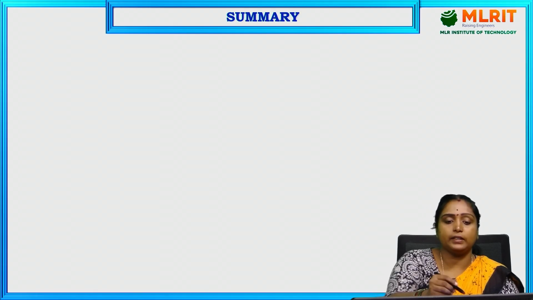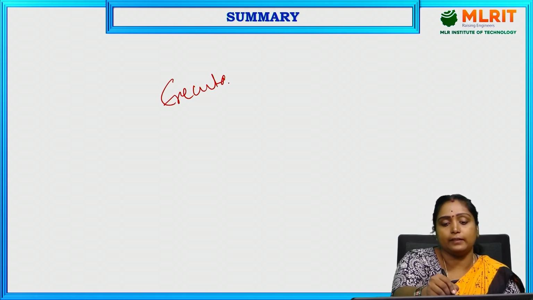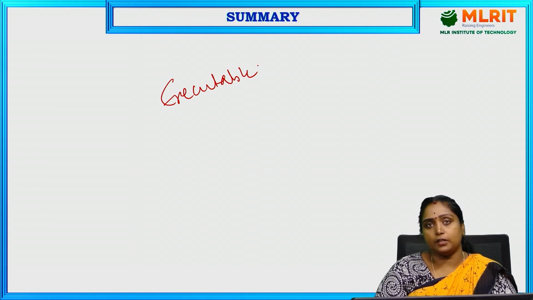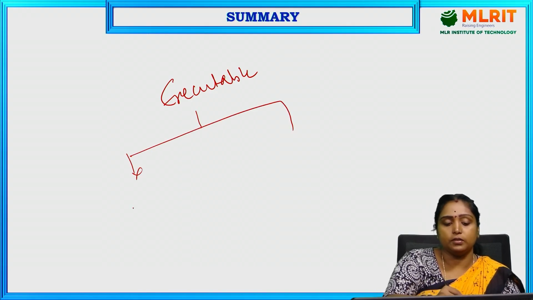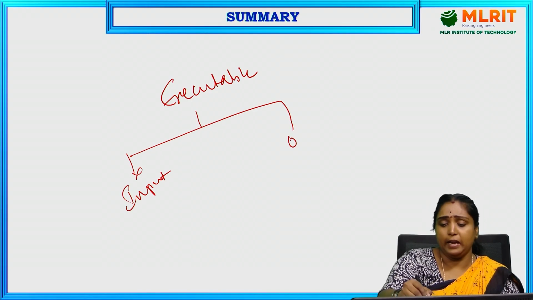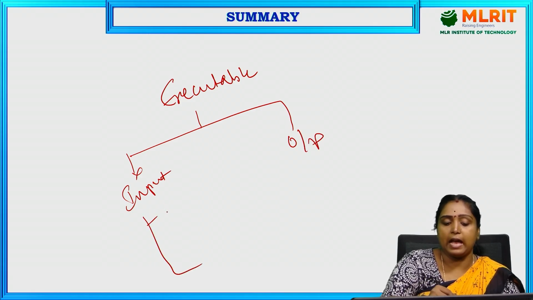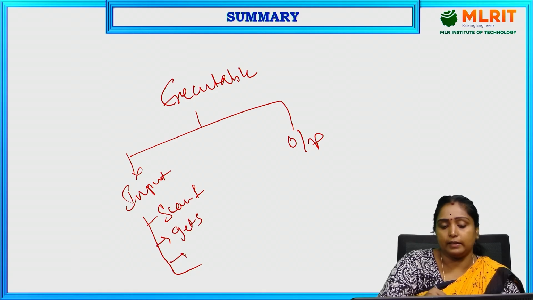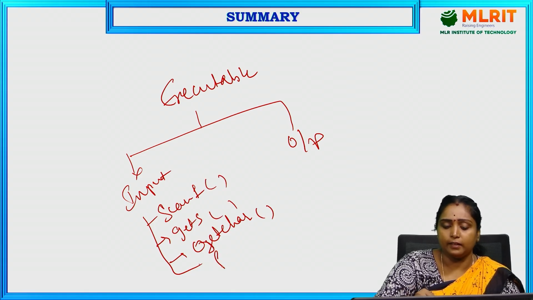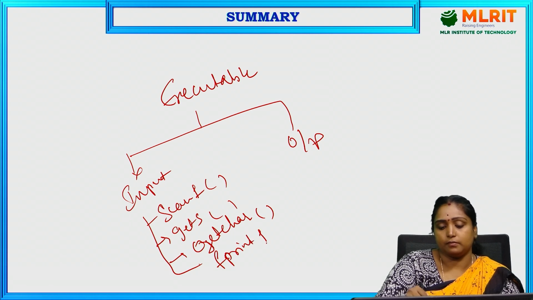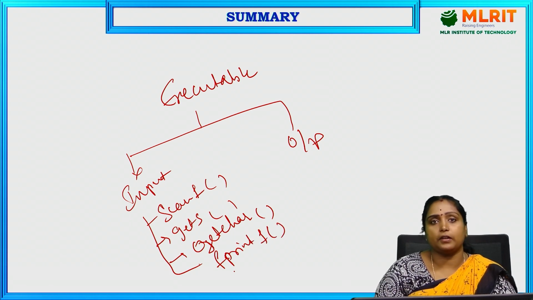And later on we have seen the executable statements. Executable statements were divided into 2 types: formatted functions and unformatted functions. Unformatted functions are again divided into 2, which are input functions and output functions. In input functions, you will have scanf statement, gets statement, getchar function, as well as fscanf function. So these are the functions we have seen in input.